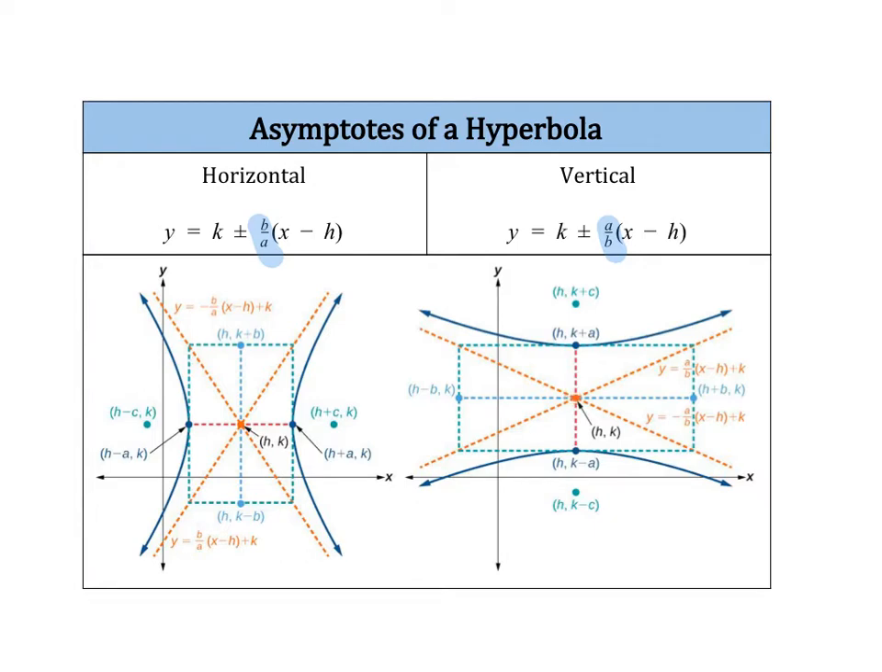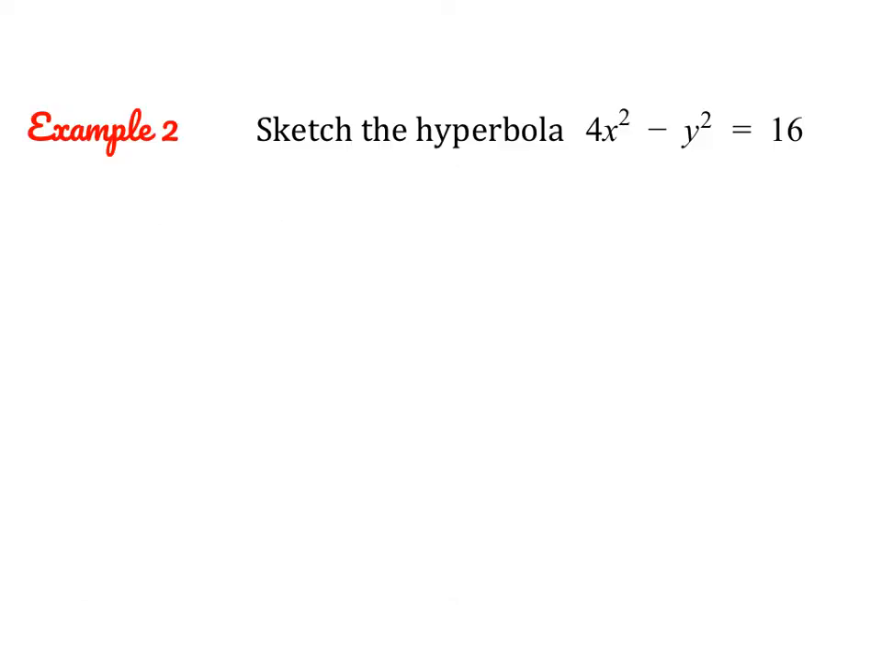The other thing I want you to notice is that your asymptotes will have opposite slopes. They might look very different. They might have very different y-intercepts, but they will certainly have opposite slopes and they will both always go through the center. All right, so let's give this one a try.